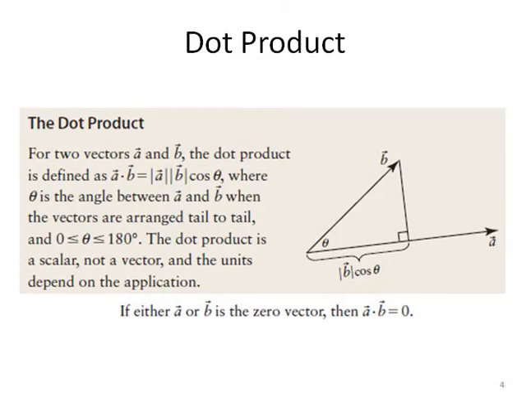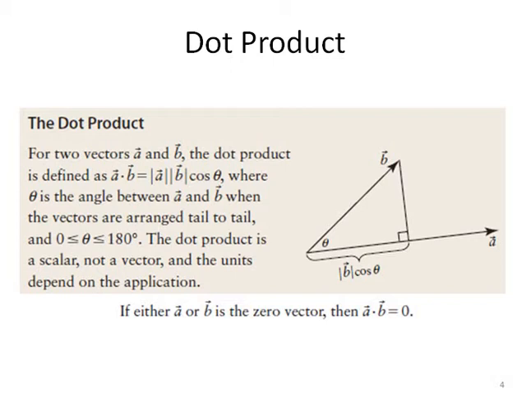Let's define the dot product. The dot product for two vectors A and B is defined as A dot B equals the magnitude of vector A times the magnitude of vector B times cosine theta, where theta is the angle between vector A and vector B when the vectors are arranged tail to tail, and theta is between 0 and 180 degrees. The dot product is a scalar, not a vector, and the units depend on the application. So remember, the answer to a dot product is a scalar. It's not a vector, it's a scalar.